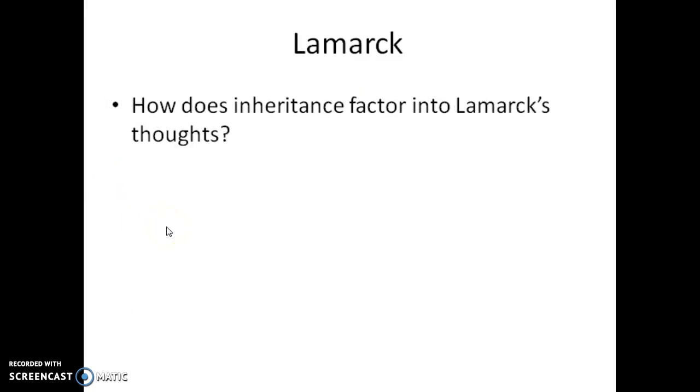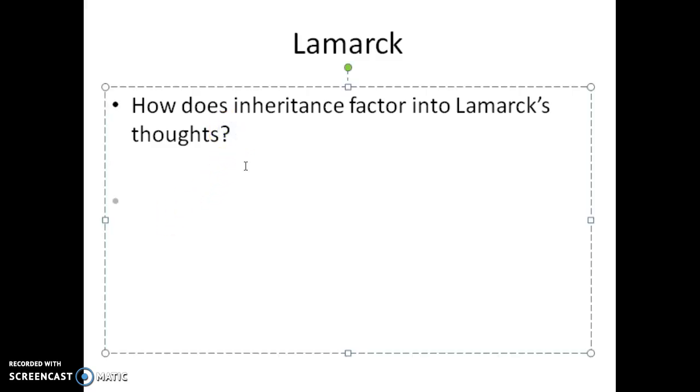So how does inheritance factor into Lamarck's thoughts? We've got to think about the genes, for example. Keep in mind that if an individual happens to be a heterozygous individual, big A, little a, they can pass on one of two genes. Lamarck had to be thinking about traits that were attached to the DNA, because you can't pass on something unless it's in the DNA.